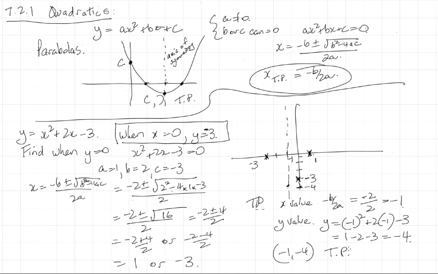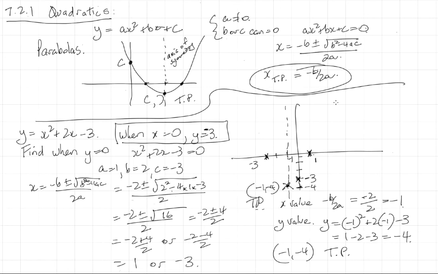And it's where the graph, in this case, reaches the bottom, but we're going to look later on at graphs that go up like that, so it'll be the highest point of the graph. In this case it's the lowest. So negative 1, negative 4 is that point there.